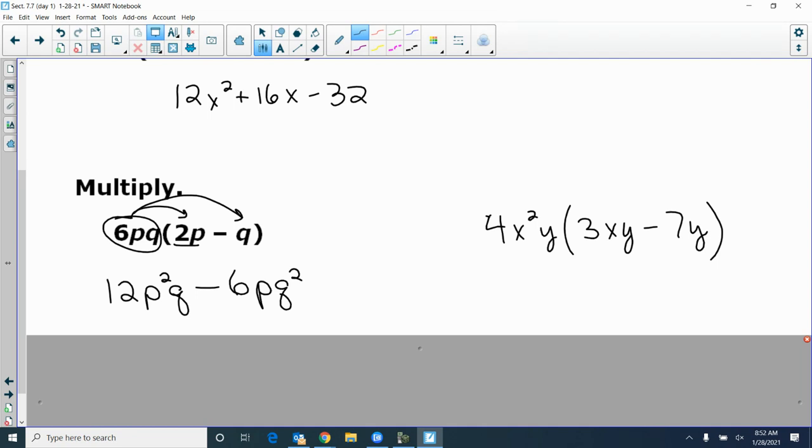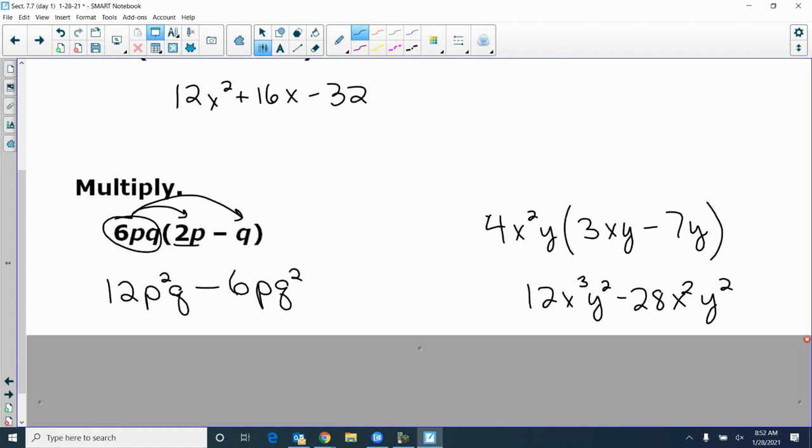So the first and the second one are really the same. 4 times 3 is 12. X squared times x is x to the third. And then y times y is y squared. Very good. And then it will be 4 times 7, which is 28. You do have to include the x squared, and then it becomes y squared.